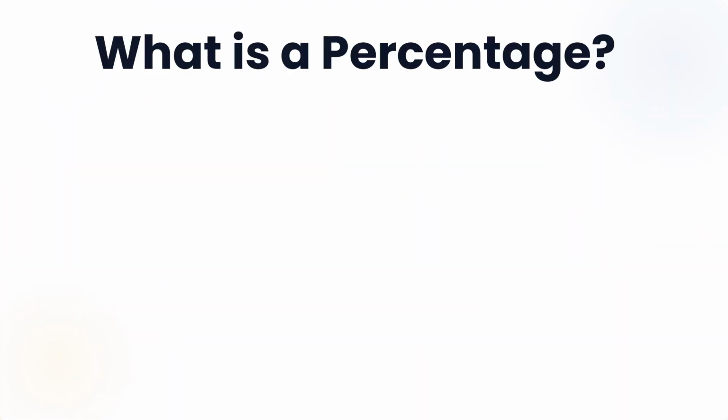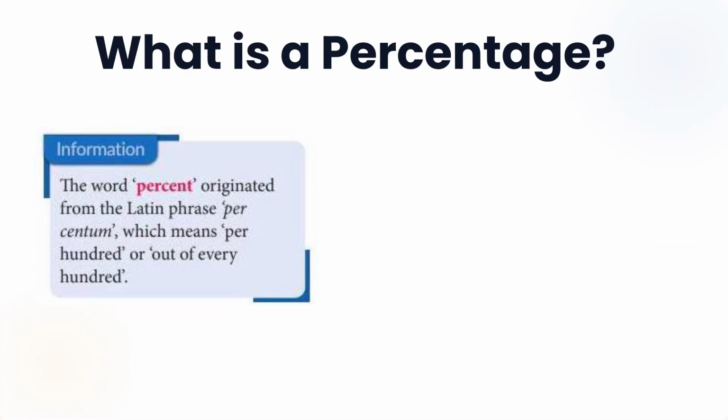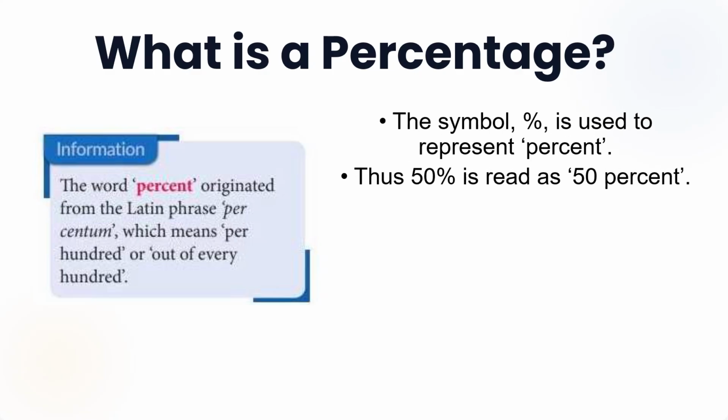Let's do some recalls. The word percent originated from the Latin phrase percentum, which means per hundred or out of every 100. The symbol that you have seen on the screen is used to represent percent. Thus, 50 with the symbol is read as 50%.